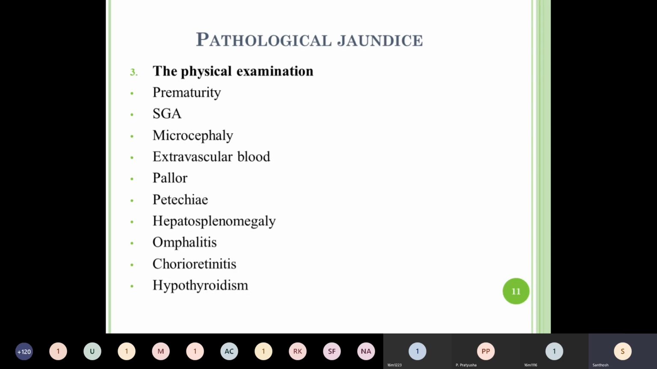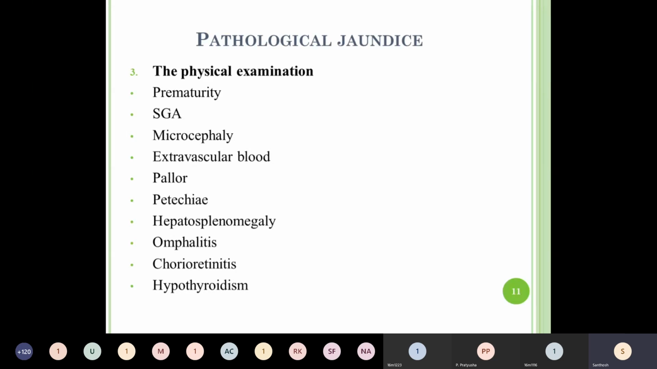The commonest one is cephalhematoma, that is collection of blood beneath the periosteum, okay, between the skull and the periosteum. Because of the excess collection of blood, what happens, this blood gets lysed. Once the blood is lysed, again it is taken to the liver, okay.